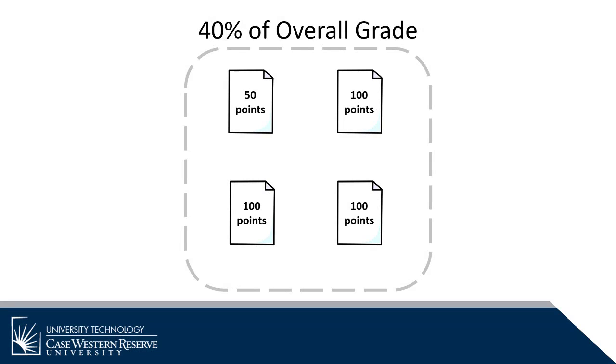If, instead, one of the assignments is worth 50 points, while the others are worth 100 points each, they won't count equally toward the overall 40%. Each assignment worth 100 points would contribute around 28% to the overall 40%, while the 50-point assignment would contribute around 14% to the overall 40%.